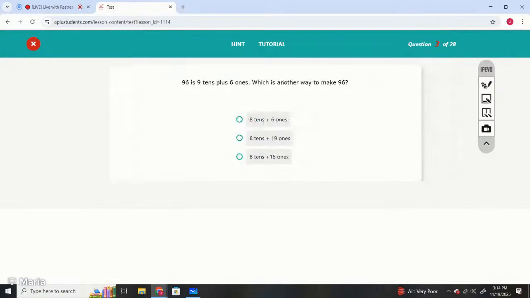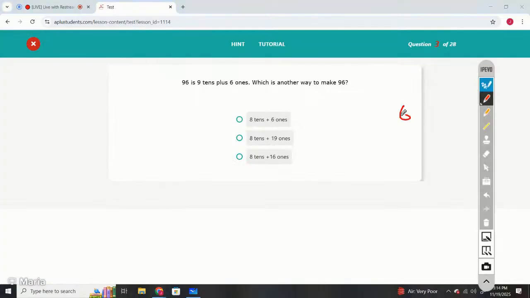96 is 9 tens and 6 ones, which is another way to make 96. So we have 6 ones and 9 tens, right? Now let's start with the first one. 8 tens means 80, right? And 6 ones means you have just a 6 at the ones place. So 6 plus 0 is 6 and 8, that is 86. But we have to make 96. That means that is not the correct option.